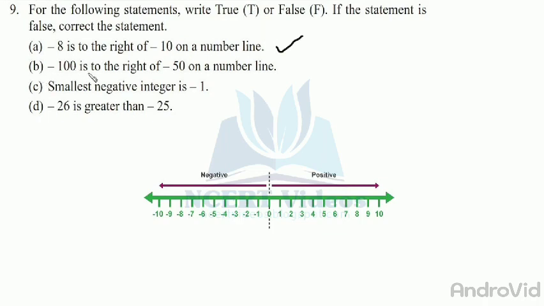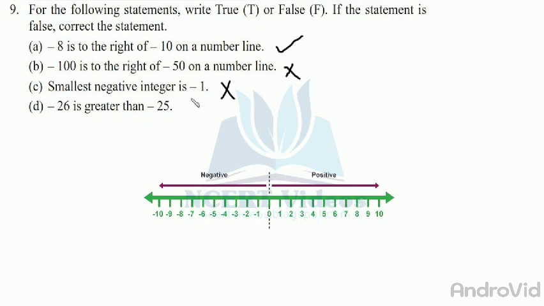Now B part, minus 100 is to the right of minus 50 on a number line. Well, minus 100 would be somewhere here and minus 50 somewhere here. You can see that minus 100 is towards left, not towards right. Therefore, it is wrong. Now C part, smallest negative integer is minus 1. Well, no. It is the greatest negative integer because smallest is towards negative infinity. Infinity is something which has no end.